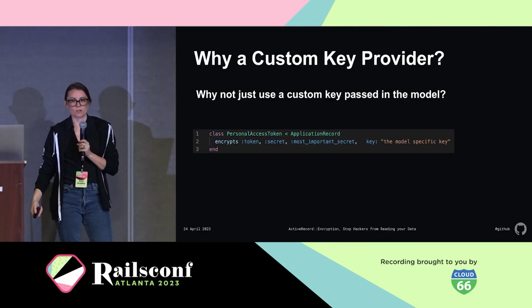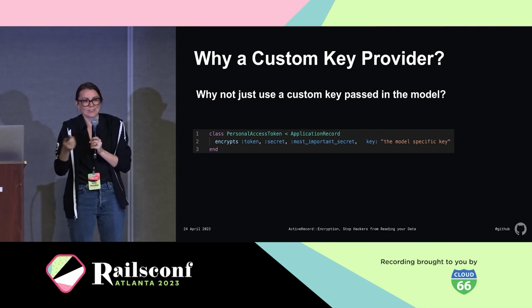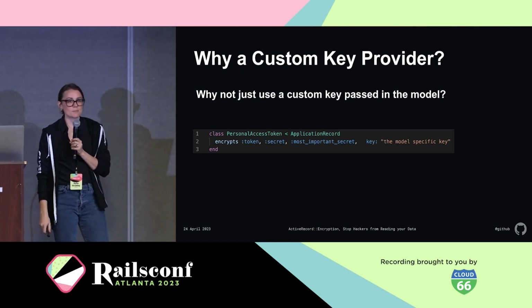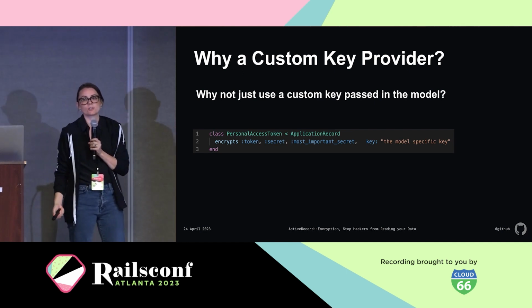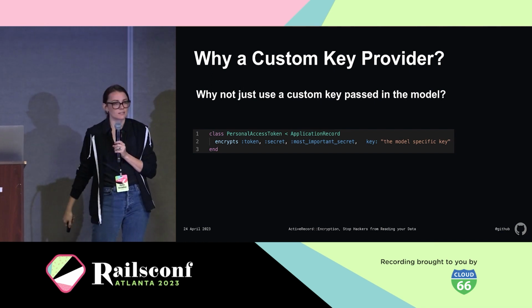Why, other than hubris, just unchecked pride, would we do all this and attempt to rewrite all of these parts of ActiveRecord encryption? Why not just use a custom key passed into the model, right? Surely we could just inject that key that I mentioned before we have stored in Vault into the custom key here.